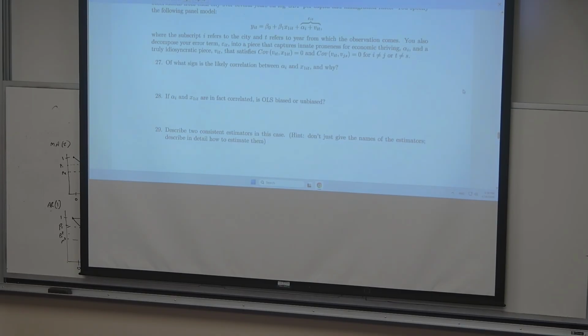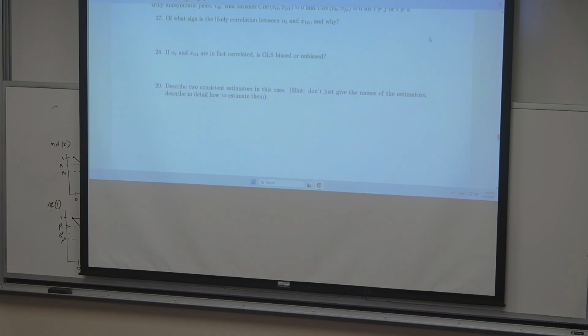What sign is the likely correlation between alpha i and X1it? Again, this is just like your intuition. If alpha i and Xit are in fact correlated, is OLS biased or unbiased? It's biased, right? This is the alpha problem that we were talking about.